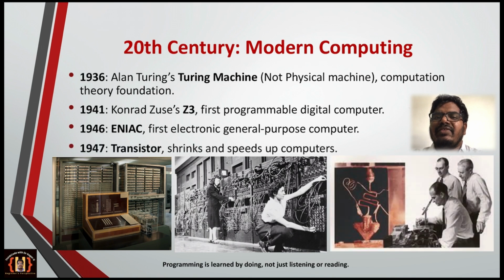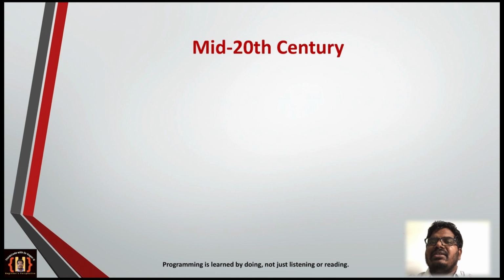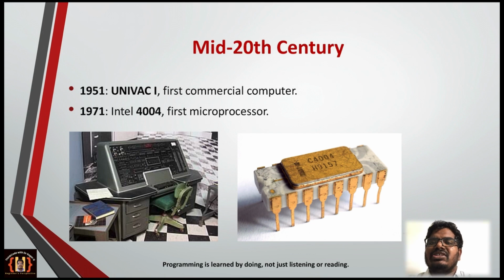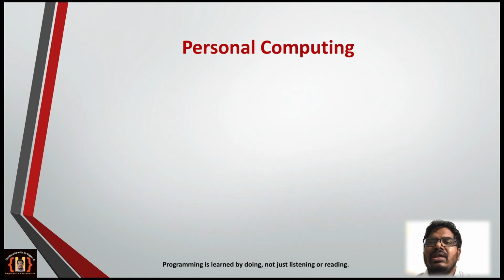Then we had the invention of the transistor in 1947. So this drastically reduced the size of the computer as well as sped up the computing power. Next, in the mid 20th century, we had UNIVAC 1. This was the first commercial computer, invented in the 1950s. So later we had the invention of the microprocessor. This was the first Intel microprocessor, named Intel 4004, in 1971.